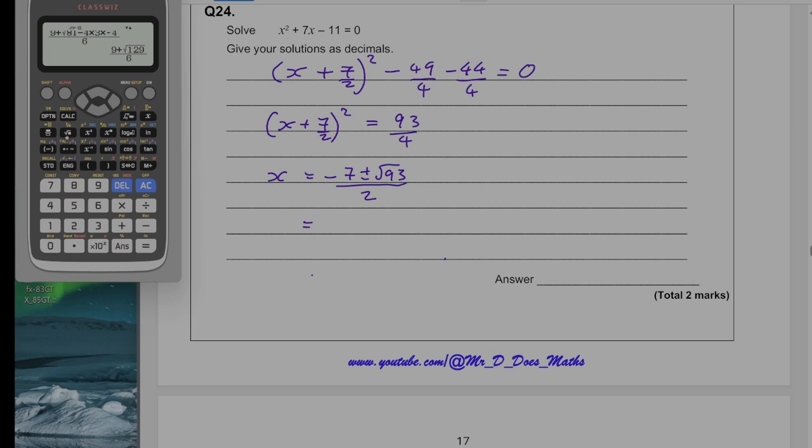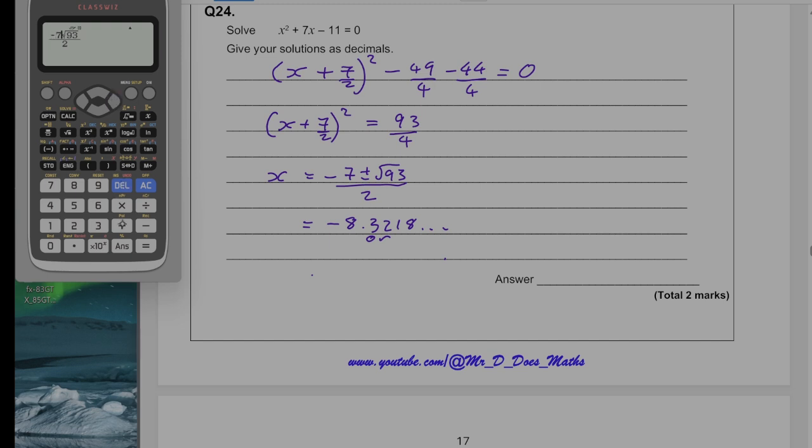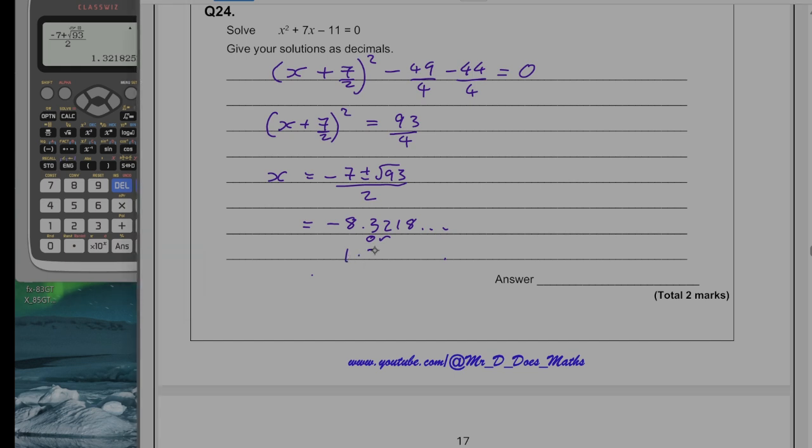Right, so if I type it in just like that, so minus 7, we'll go for the negative one first of all, square root of 93, all over 2 is going to give me, first of all, minus 8.3218 dot dot dot, and then if I change the subtraction to an addition, my second value would be 1.3218 dot dot dot.